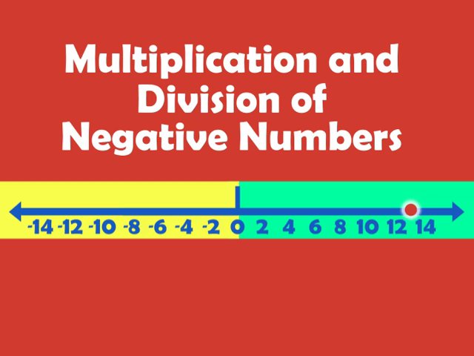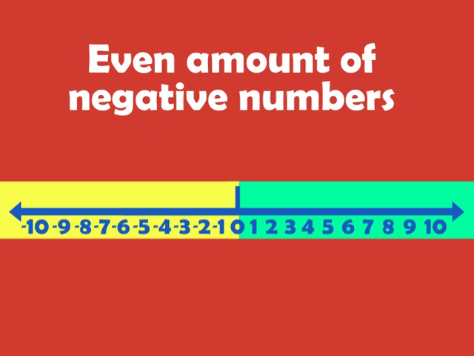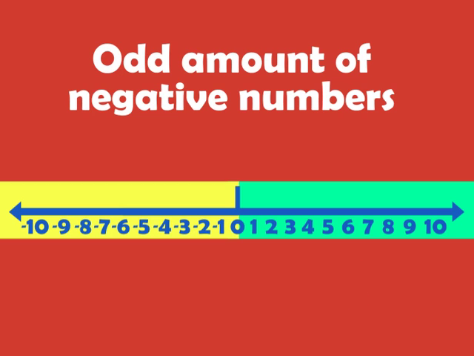Multiplication and division of negative numbers. Let's try multiplying and dividing with negative numbers. It's almost the same as with positive numbers, but in addition to multiplying or dividing, you must count how many negative numbers are in your problem. If you have an even amount of negative numbers, your answer will be positive. If you have an odd amount of negative numbers, your answer will be negative.